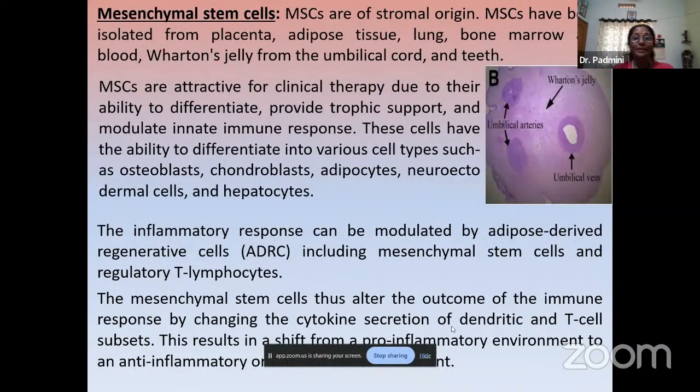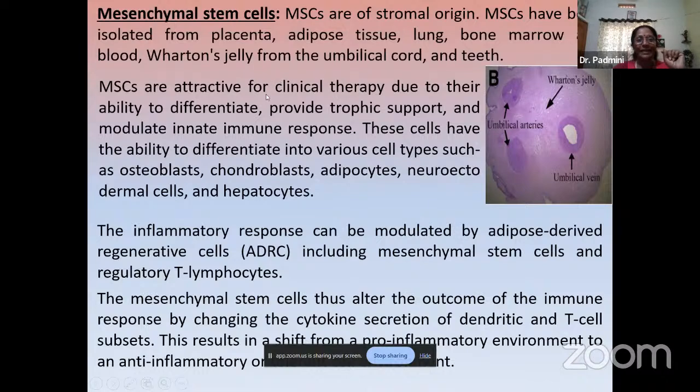Now coming to mesenchymal stem cells. Where are these mesenchymal stem cells formed? These are of stromal origin, and they have been isolated from the placenta, the adipose tissue, that is the fat bodies, the lungs, the bone marrow, the blood, and the Wharton's jelly. Where is the Wharton's jelly? It is found in the umbilical cord and the teeth. This is a picture of an umbilical cord, and this is the place where the Wharton's jelly is present, and this is the place where you can get the mesenchymal stem cells. Of course, the teeth also have the pulp we're talking about, so they also have these mesenchymal stem cells.